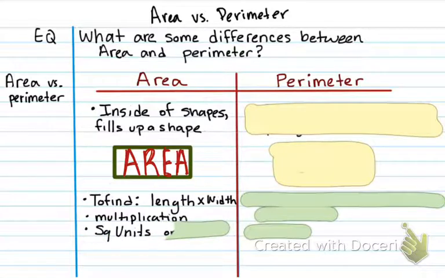We also use square units, units squared. So some examples of units squared, we can do centimeters squared or feet squared, something with the units squared.